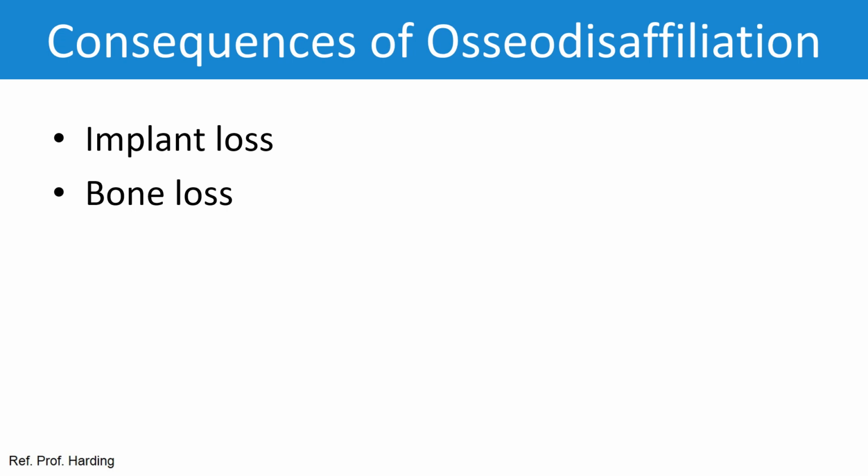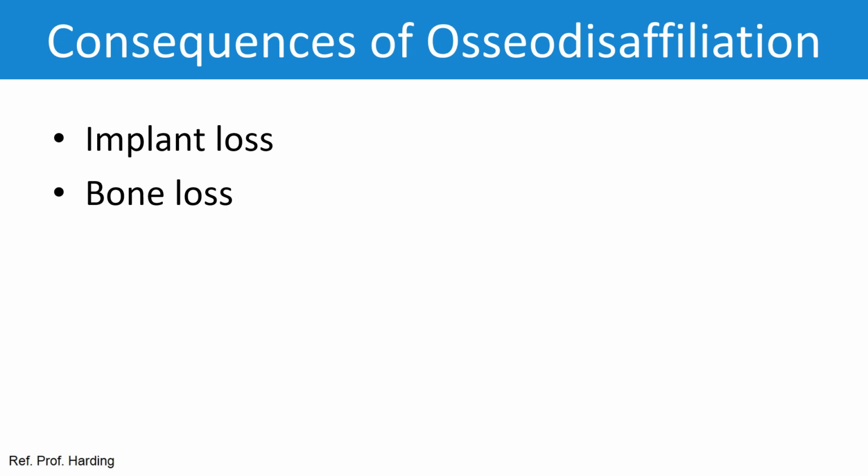So what are the consequences of osteodisaffiliation? Well, ultimately we can end up with the loss of an implant. Remember, avoid the term a failed implant. The implant is lost rather than failed. It has either lost its function or it never achieved function, and this is down to osteodisaffiliation.